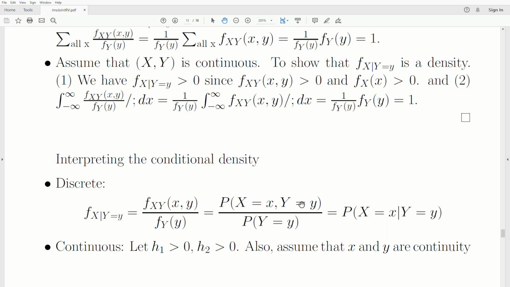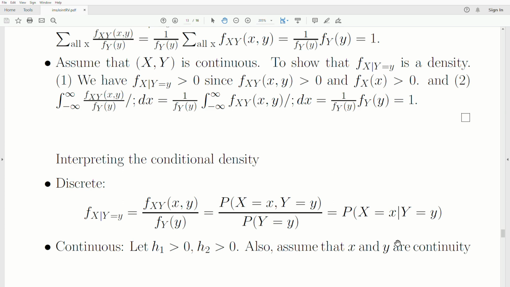So now let's interpret what we have, and in the discrete case, it's very easy. The conditional density we defined as f of xy over f of y, but really those are probabilities. So this is equal to the probability that a random variable x equals some value x, and a random variable y equals some y, divided by the probability that y is equal to y. And this is just a statement of conditional probability. So the conditional density in the discrete case is really the conditional probability.